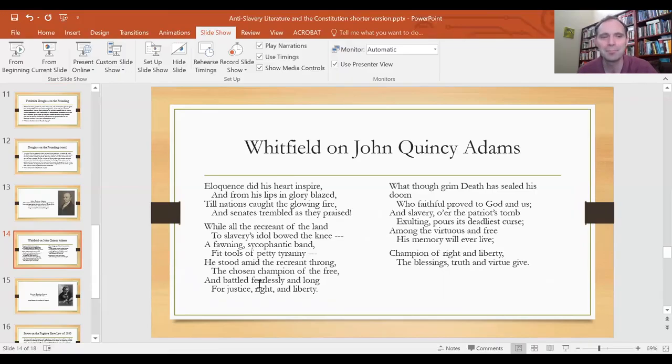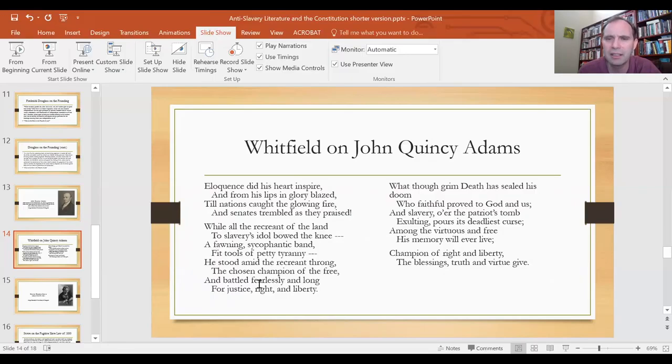Here's what he writes. "Eloquence did his heart inspire, and from his lips in glory blazed, till nations caught the glowing fire, and senates trembled as they praised. While all the recreant of the land to slavery's idol bowed the knee, a fawning, sycophantic band, fit tools of petty tyranny. He stood amid the recreant throng, the chosen champion of the free, and battled fearlessly and long for justice, right, and liberty.